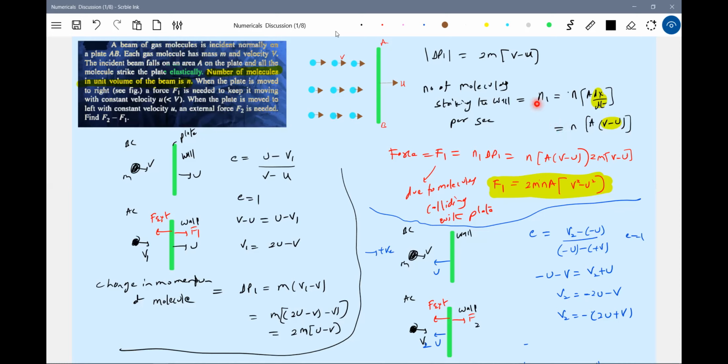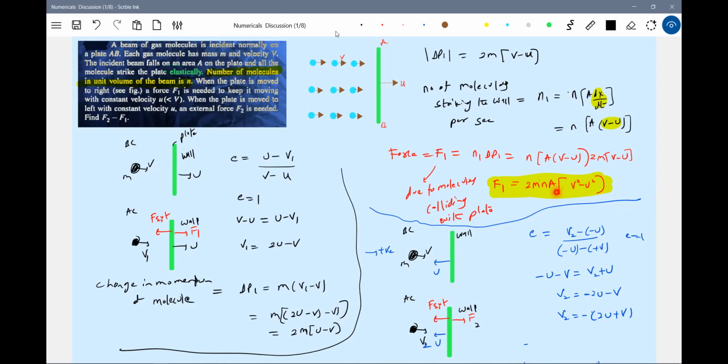Now I have the number of molecules striking the wall per second, and this is the change in momentum of each molecule. The product of these two will give the net force, because force is defined as the rate of change of momentum.